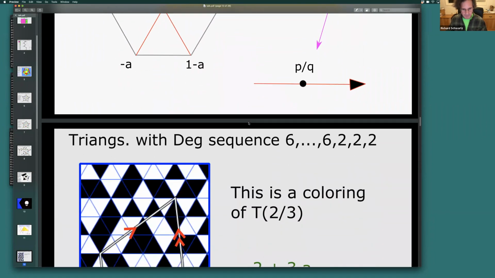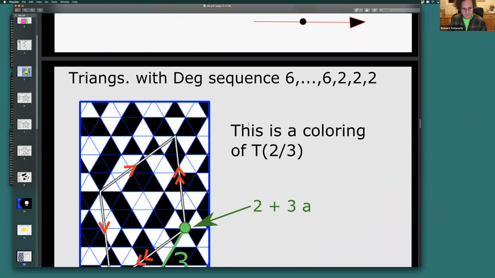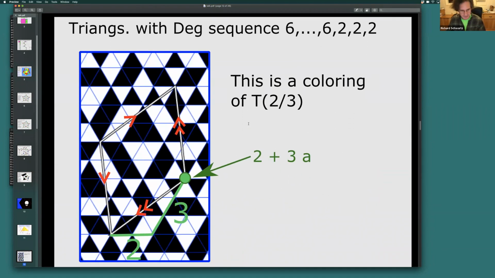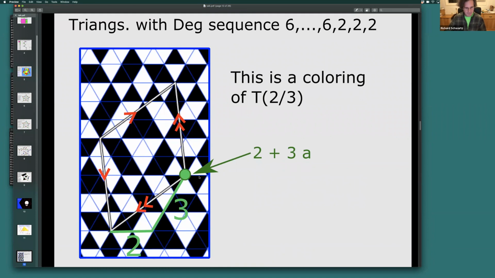So now I'm going to just say a word about my coordinate system. Like this green dot here, this is 2 plus 3A. It corresponds to 2/3. And I'm going to build a triangulation of the sphere based on this number.